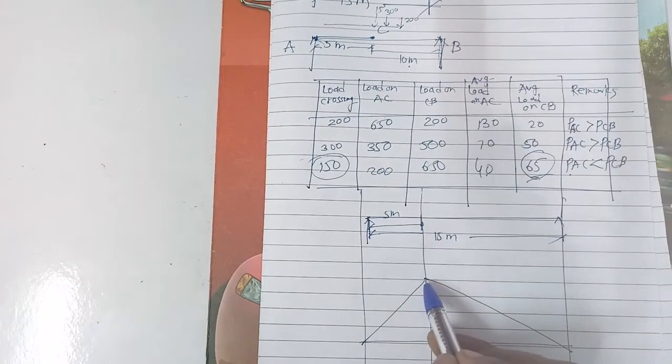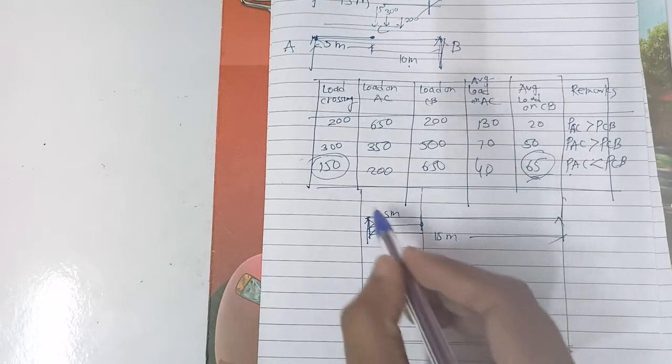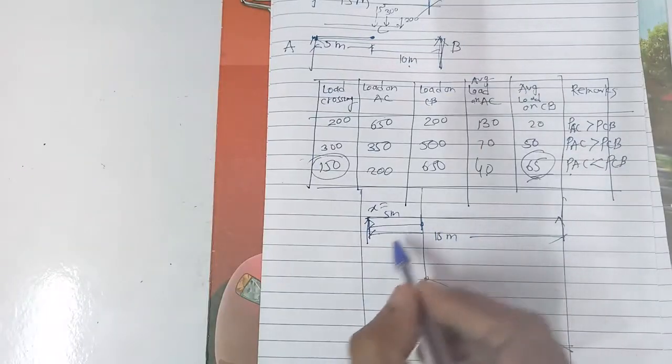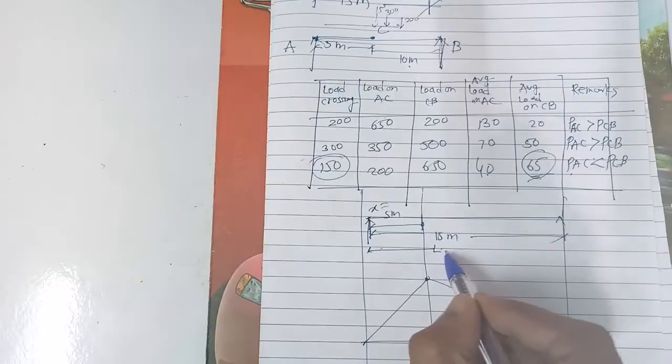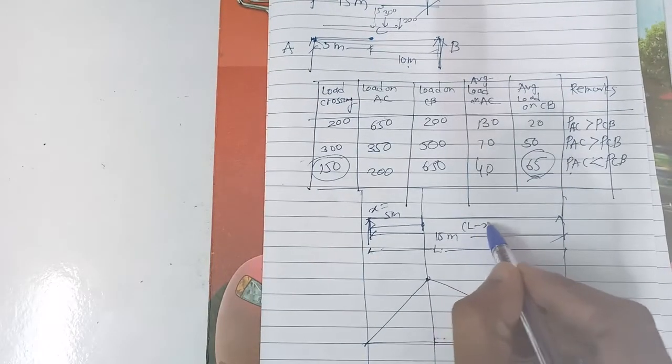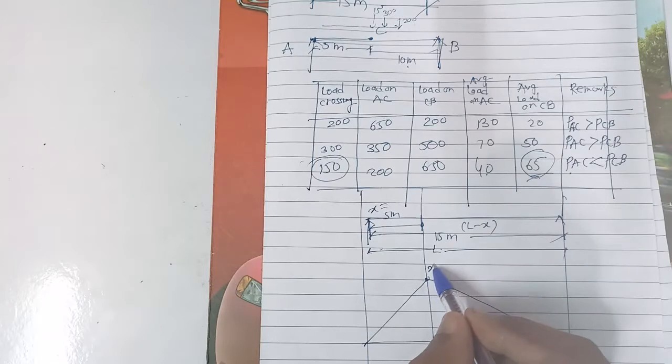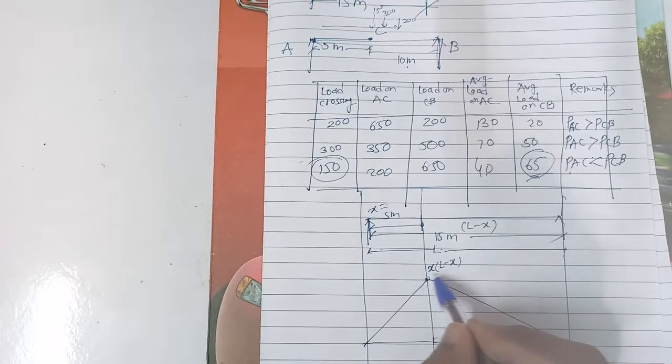Now we have to calculate this point. So what is the formula? Let us call it X. The total is L, so the other part will be equal to L minus X. So here the formula is X into L minus X divided by L.